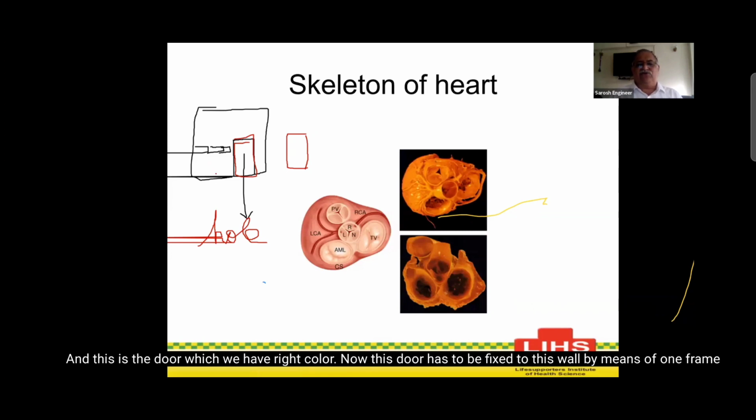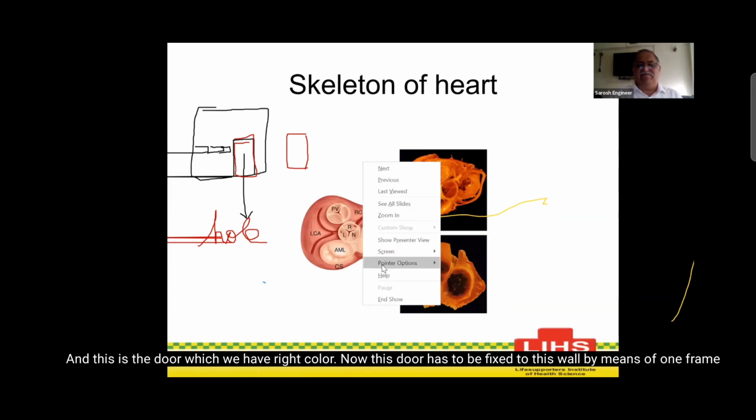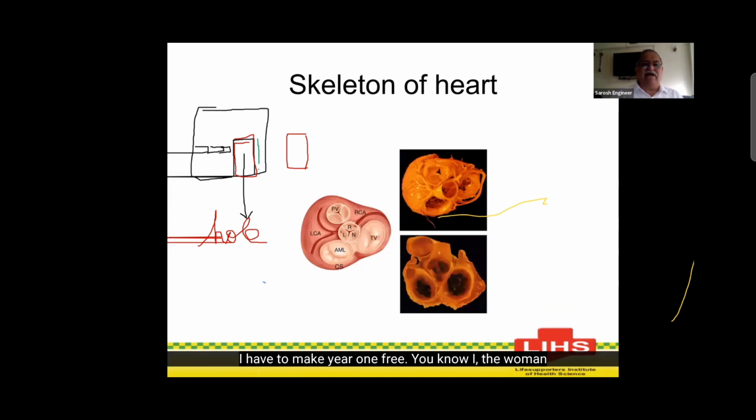Now this door has to be fixed to this wall by means of one frame. I have to make a frame here, either wooden, aluminum, whatever I want. And on this frame, I have to attach this door. So there has to be a frame. And the door is put in that frame and closes the opening. So let's see. The opening or the hole is closed by the door. Correct? But this door has to be attached to this wall by means of a frame.